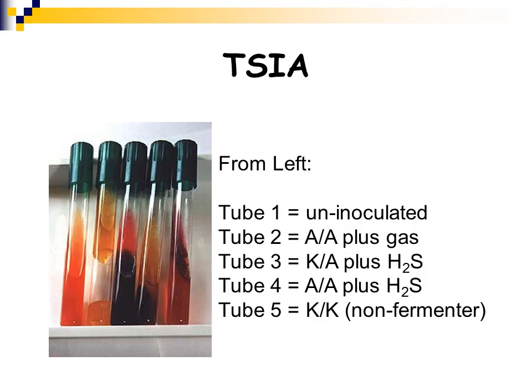And what this tube means is this organism ferments glucose because the butt or bottom of the tube is yellow. It also ferments lactose and/or sucrose because the top of the slant is yellow, and it's a gas producer. So that will allow you to narrow your organisms down, which ones ferment glucose as well as lactose or sucrose and produce gas.